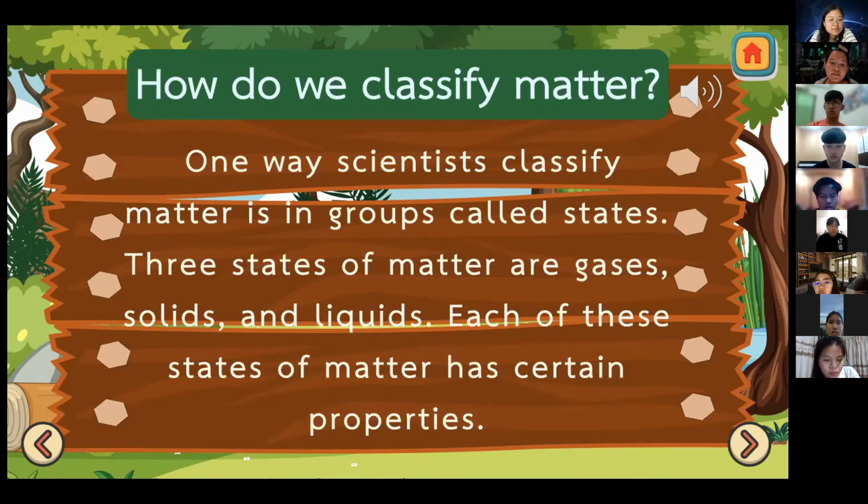In this paragraph, they explain about the way that scientists classify matter. Matter can be classified in groups called states, and matter has 3 states: solid, liquid, and gas, that you have learned in the vocabulary. Can everyone remember? Yes. Okay. Let's move to the next.